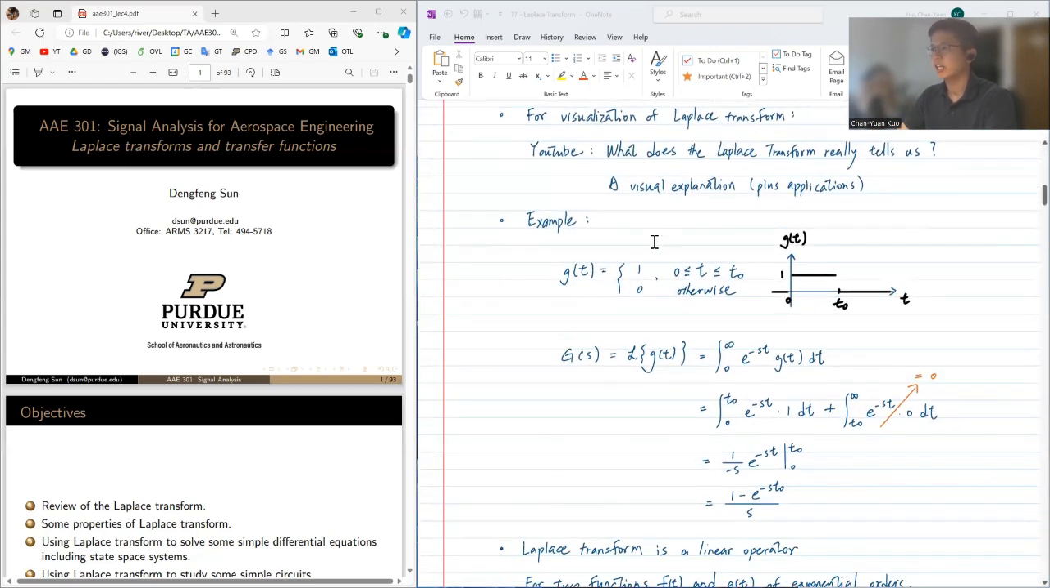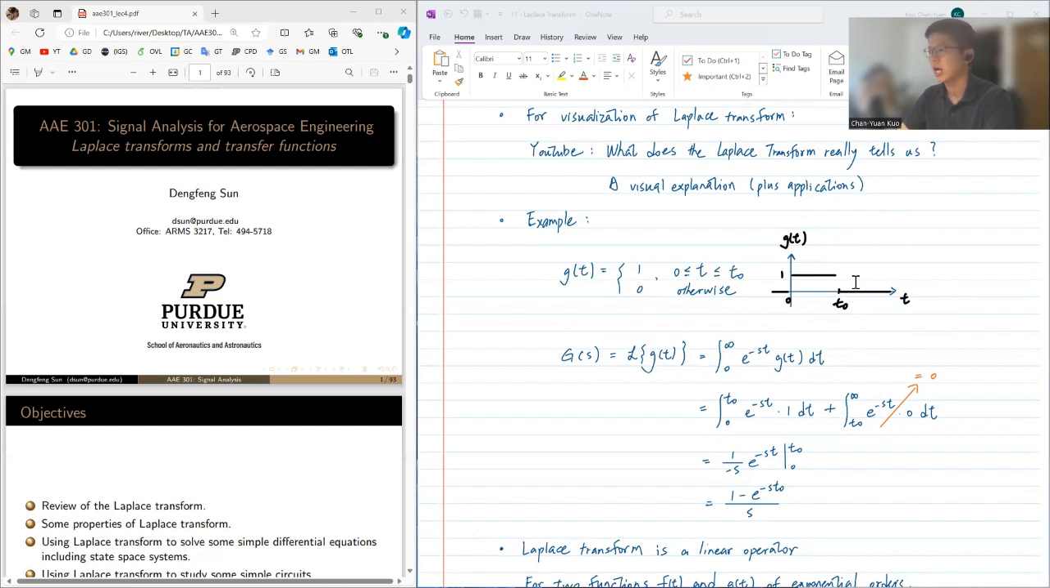Now let's take a look at an example. In this example, we will be looking at this function g(t), and this function takes value 1 when t is in the interval from 0 to t0, and takes value 0 when t is not inside this interval. If you plot this function, it looks like this. You can see the function has a value of 1 when t is in between this interval, and value 0 when t is outside this interval.